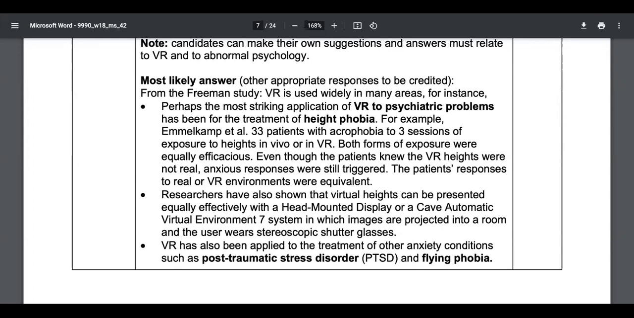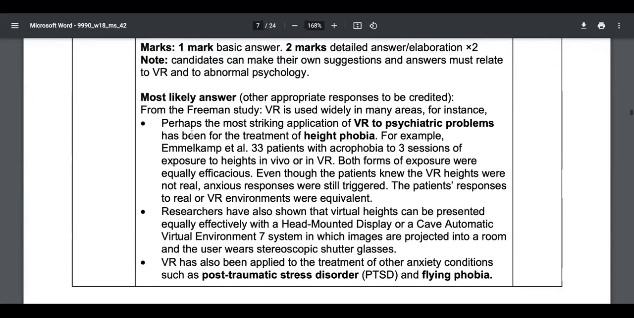Okay, yeah, that's done. So again, getting back to the question, now this is something that is not given in the book. That's why I've chosen this. Perhaps the most striking application of VR to psychiatric problems has been the treatment of height phobia. For example, ML Camp exposed 33 patients with acrophobia to 3 sessions of equally... So they've given an example now. This is not a part of the book, and this is our variant only now, but they have still given this. So at that point you could be really clueless.